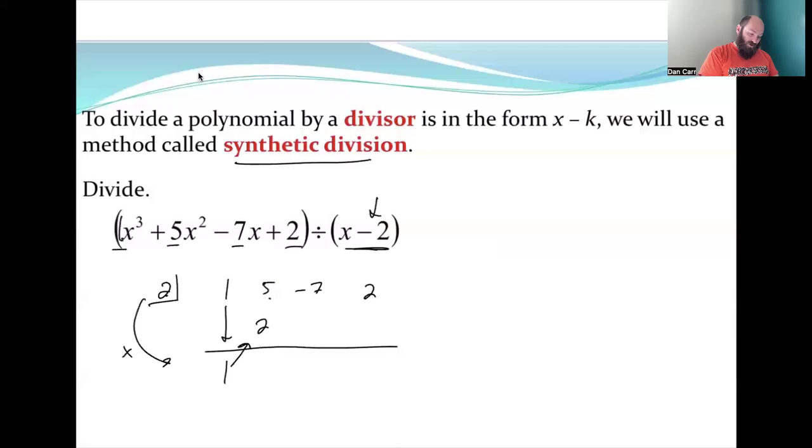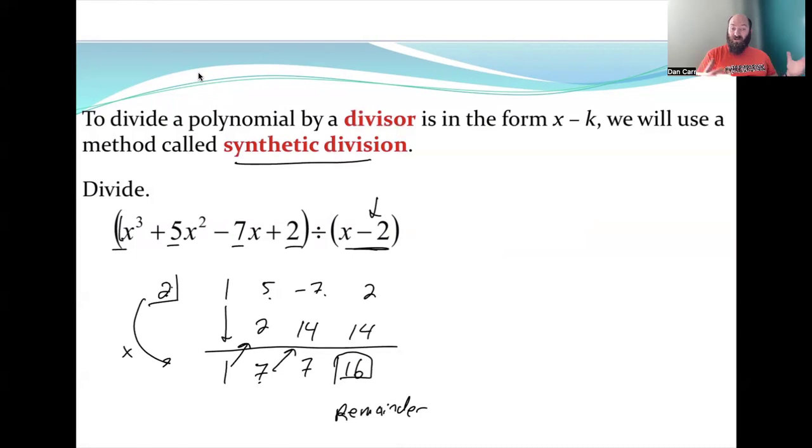So that means 5 plus 2 is going to give me 7. 2 times 7 now is going to give me 14. So that's going to go right here. Negative 7 plus 14 is going to give me a 7. Finally, 2 times 7 is going to give me 14 again. 2 plus 14 is going to give me 16. This number here is always the remainder.